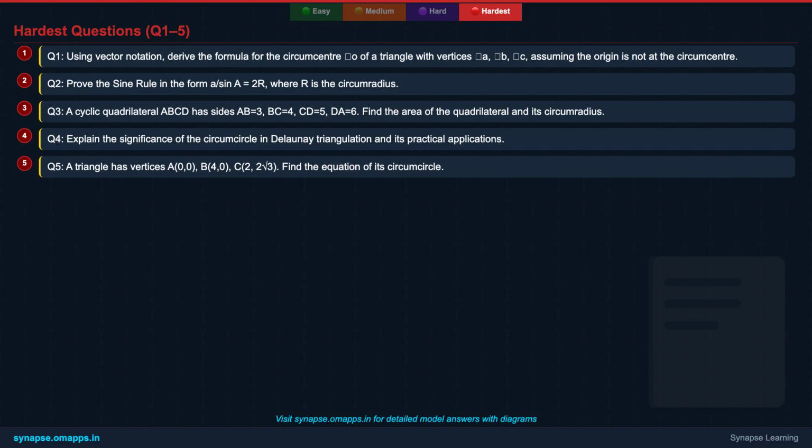Q4. Explain the significance of the circumcircle in Delaunay triangulation and its practical applications. Q5. A triangle has vertices A(0,0), B(4,0), C(2,2√3). Find the equation of its circumcircle. Take your time, these require deep thought.